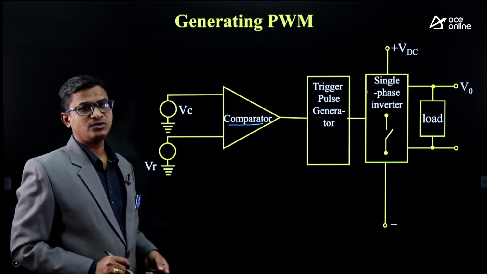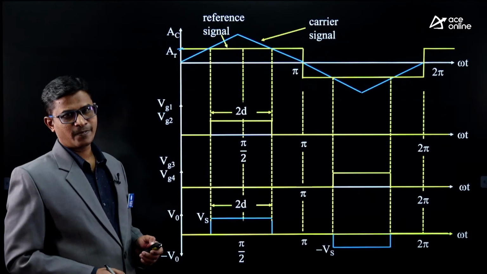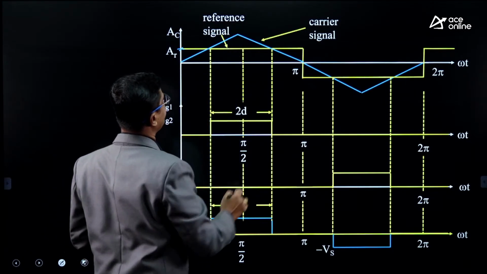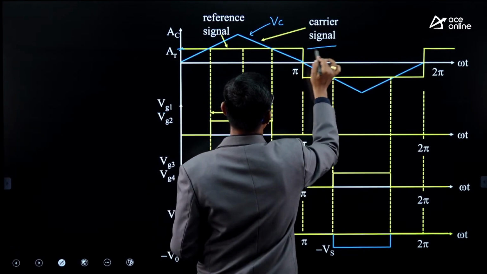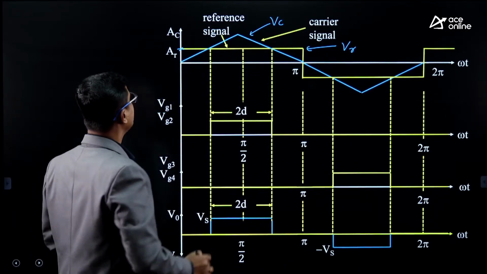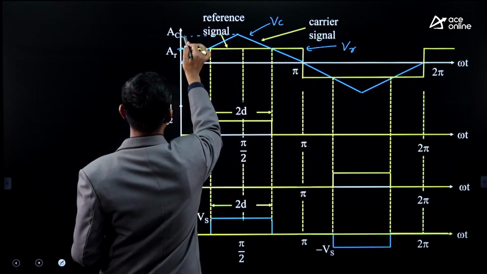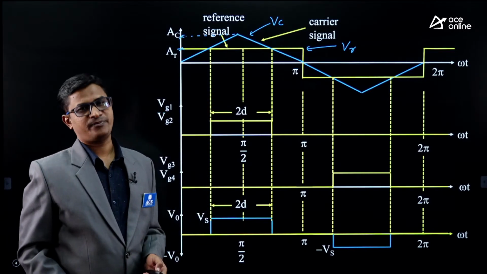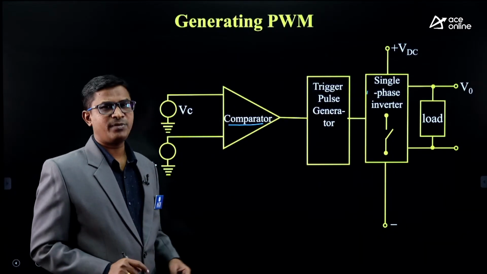Now we need to develop the logic in the comparator in such a way that if VC becomes greater than VR, the output of the comparator will be 1. The carrier signal is VC and the reference signal is VR. AC is the amplitude of the carrier signal.